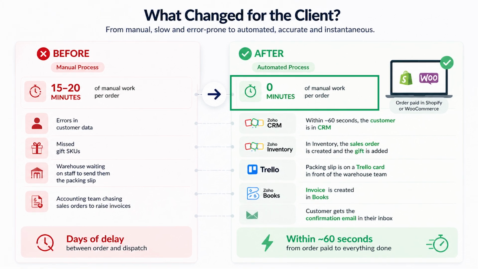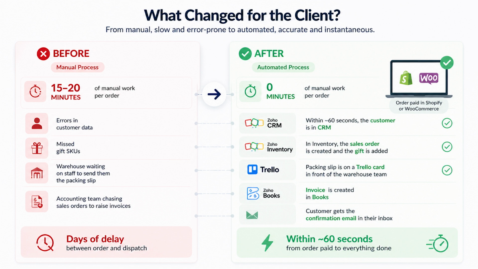or WooCommerce, this scenario fires. Within about 60 seconds, the customer is in CRM and inventory, the sales order is created and the gift is added. The packaging slip is on a Trello card in front of the warehouse team. The invoice is in Books and the customer has the confirmation email in their inbox.